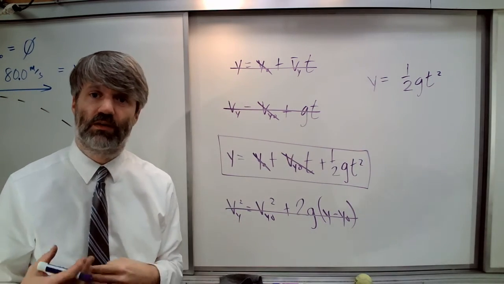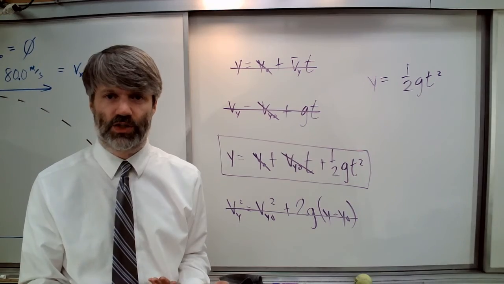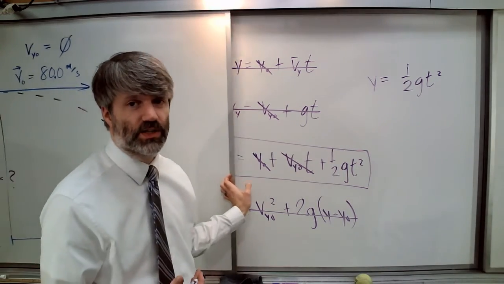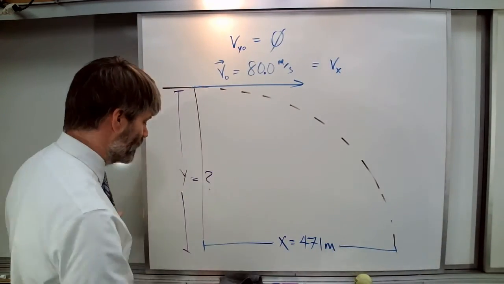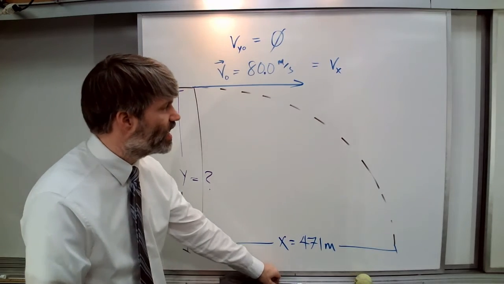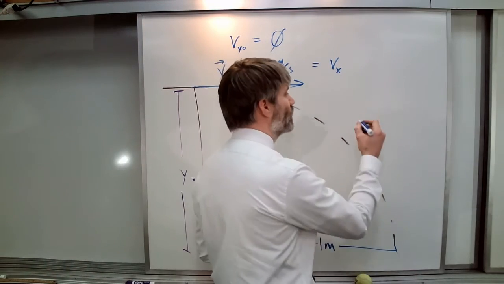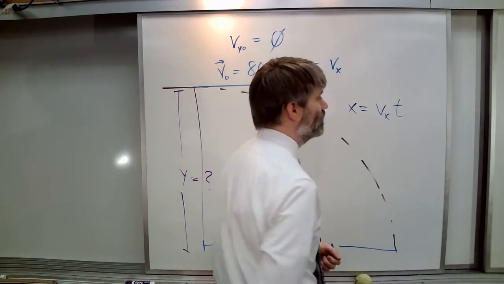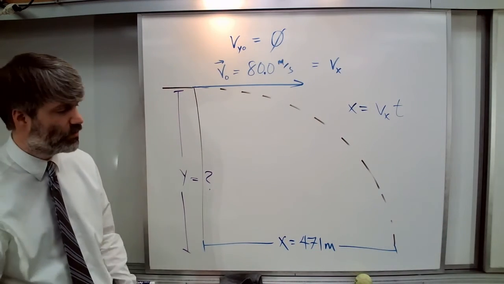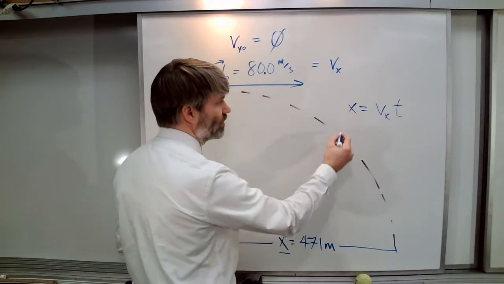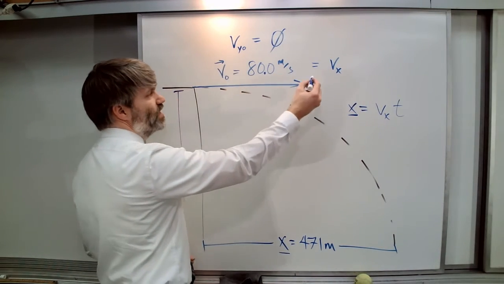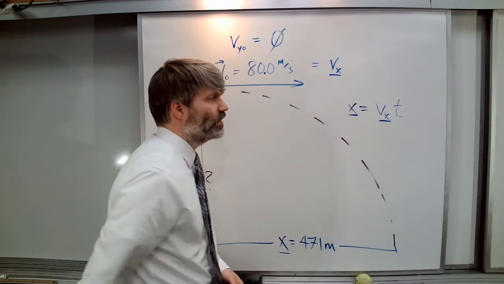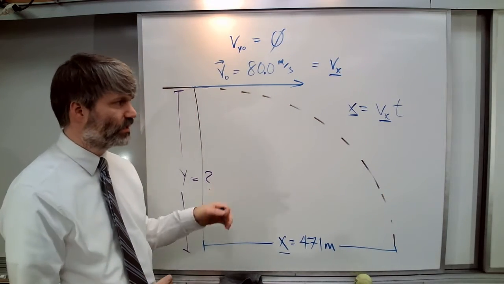Here's where we go and say, okay, what's happening in the x direction now? Will the x direction help us find the time? Remember, the x direction has just one equation to work with. x is vx times t. And we'll see that we know x, and we also know vx as well. So we can solve this to get the time.